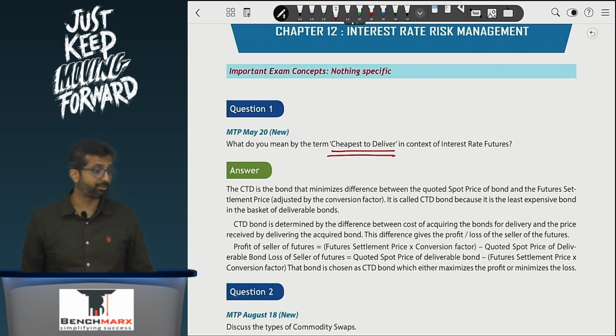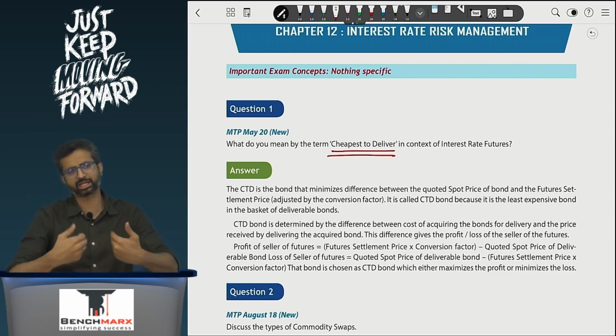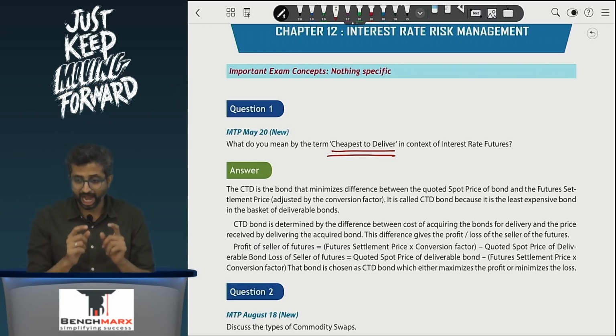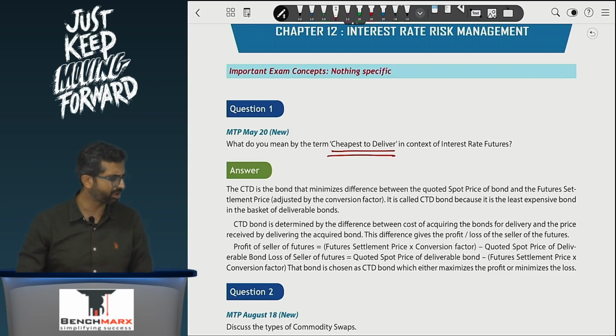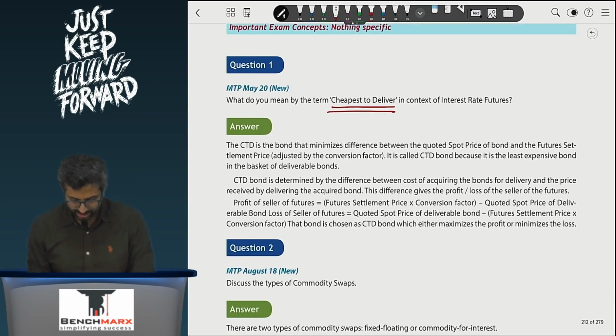Not every contract has this choice. If I am given a choice of a few bonds, and to settle I can deliver any of them, then I will find the cheapest to deliver bond and deliver that bond only. Are we clear with this? So over here, CTD is a bond that minimizes the difference between the quoted spot price and the future settlement price. So this is the bond which is cheapest to deliver.